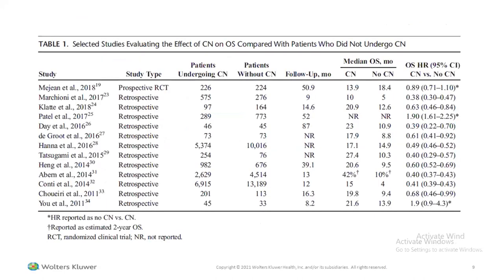So there is a lot of data available, and almost all the studies are retrospective studies that compared patients with cytoreductive nephrectomy and without it. They have the follow-up. And if you look at the slide on the right side, you can see the overall survival, with a hazard ratio which is less than one in around 80 to 90% of the patients. So that shows that patients who had cytoreductive nephrectomy had better overall survival than those who haven't.